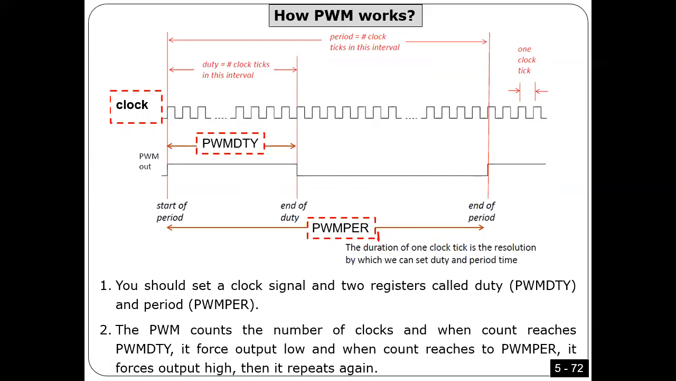Number one, I should have a clock. Where this clock is coming from, forget it now, I'm gonna give you details. Okay, so I have a clock, some clock, and then I have two registers, this register and this register. All you have to do is just write some number here and put a number here. For example, if I put here 50, what does it mean? It means the time from here to here has to be 50 cycles.